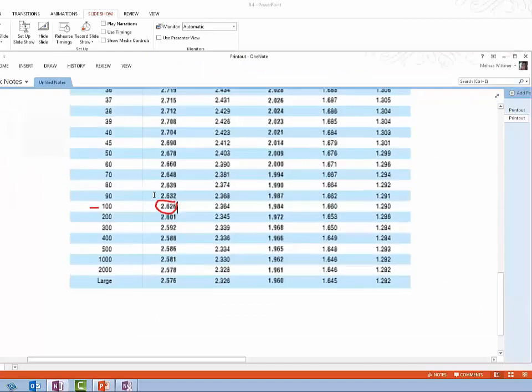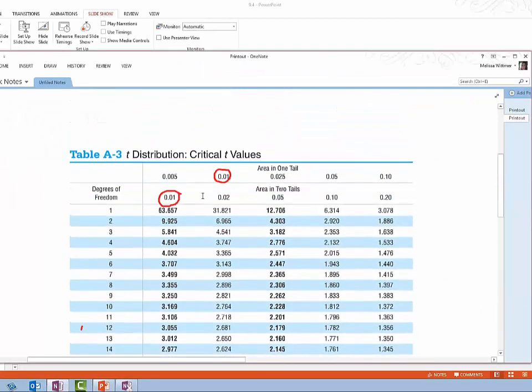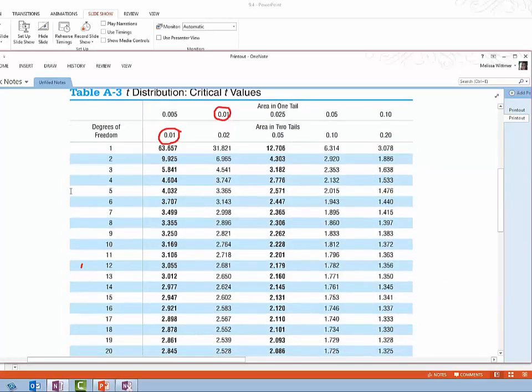So we want to go to the 9th row, and we want to find area in one tail. So 9th row, and we have area in one tail, alpha is 0.05. So we're looking at this particular column. So we go over and we get 1.833, and I only need the positive sign of that because this was a greater than test. So let's go back to that PowerPoint.